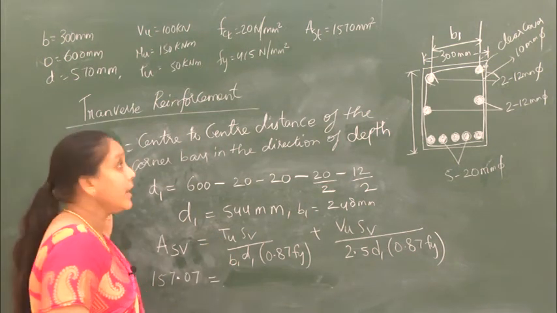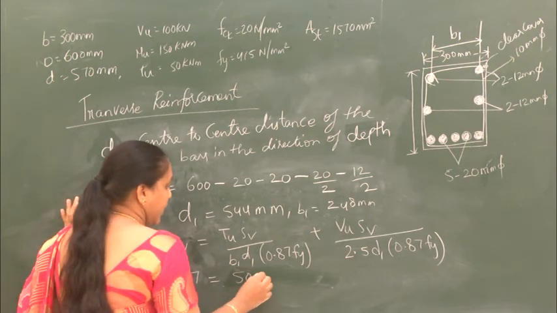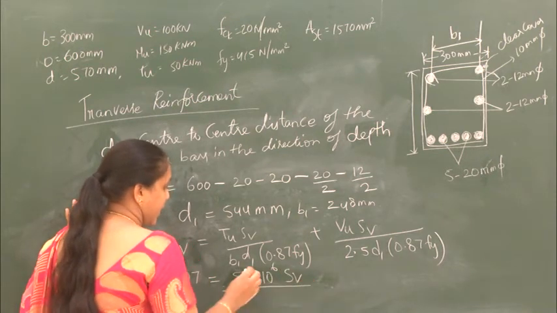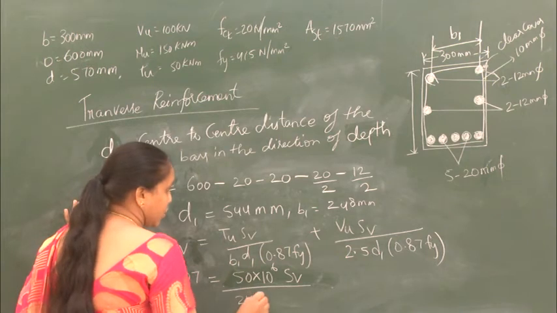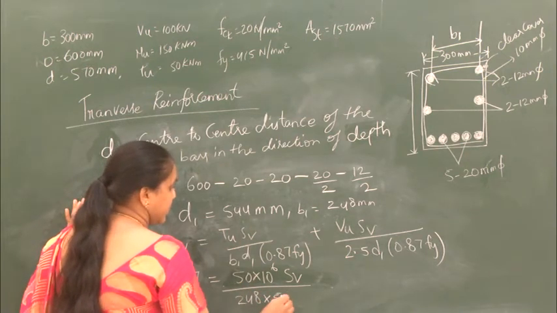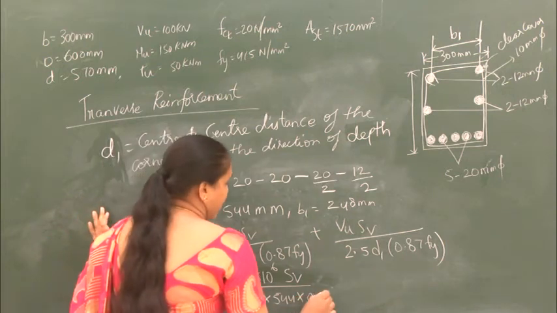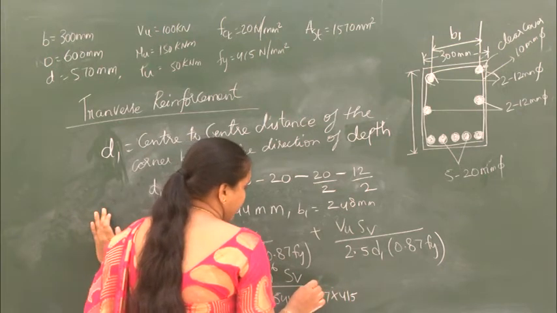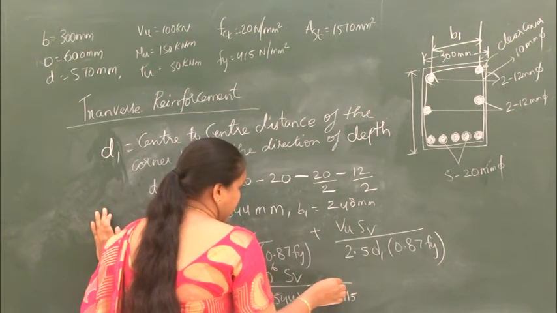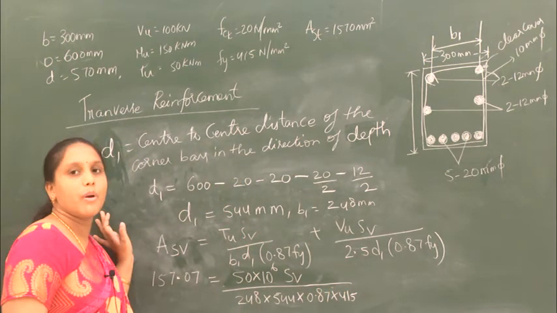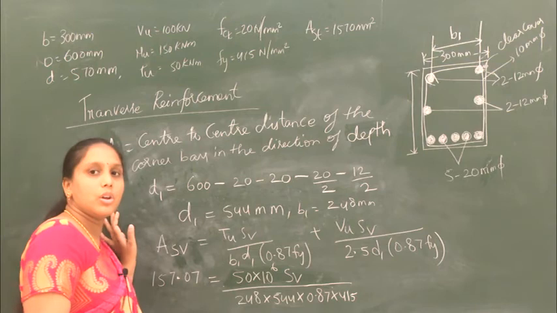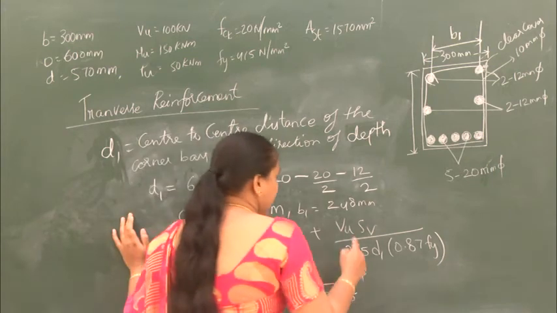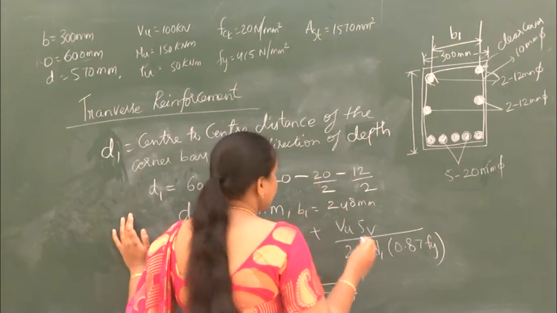So TU you have already known, which is 50 kilonewton meter into SV divided by B1 we have calculated now, which is 248 into D1 we have calculated, it is 544 into 0.87 and the grade of steel is 415. So for the stirrups, the maximum grade of steel you have to provide is 415. Either you can provide 250 or you can provide 415. So here I have provided 415 grade of steel plus VU. VU is how much? VU is 100 kilonewton.